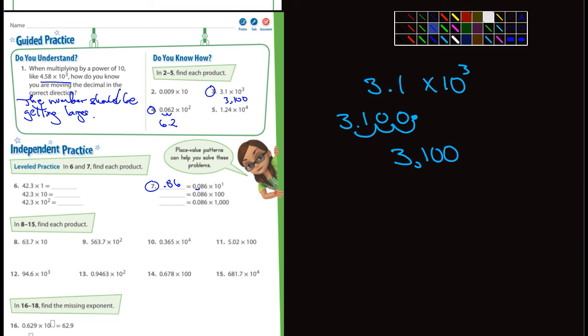And the 0.086 times 100 is the same thing as 10 squared. So I'm going to move it 2 places, so it looks like it's going to become 8.6. And then here it's the same thing as 10 cubed, 10 to the third power. So that's going to become, looks like, 86.